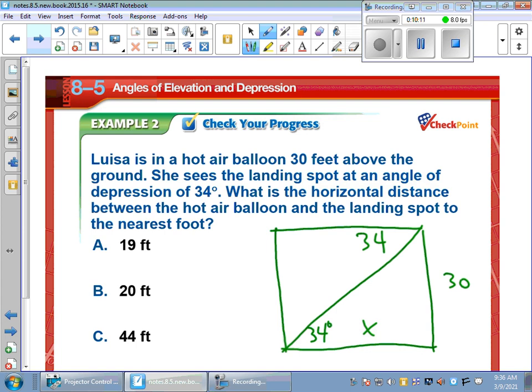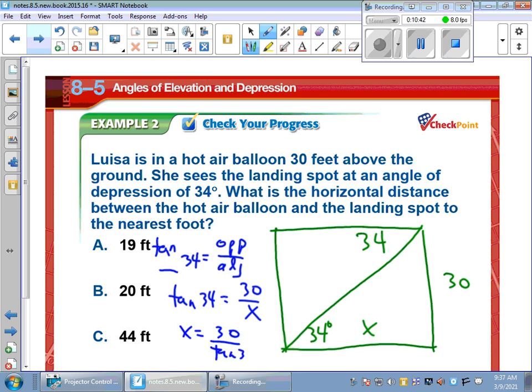So again, you're looking to see what they give us in relation to the angle. So the trig function of 34 equals, what sides do they give you? Opposite over adjacent. Opposite over adjacent is tangent. So we get tangent of 34 equals opposite, which is 30, over x. Ultimately, x equals 30 divided by the tangent of 34. When you do the math, you end up with C, about 44.5 feet.